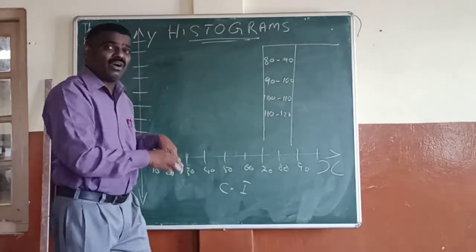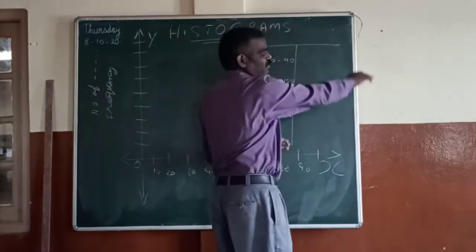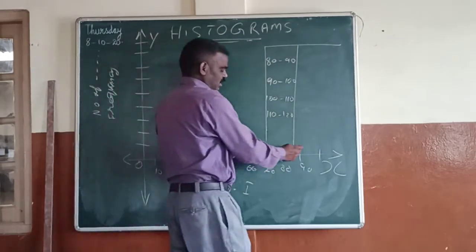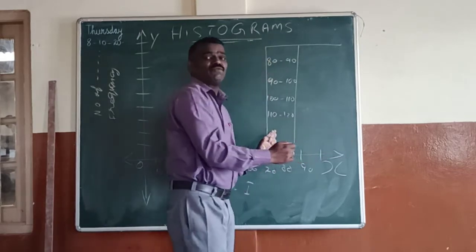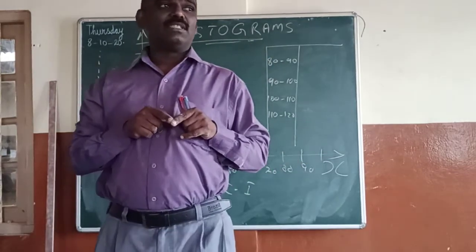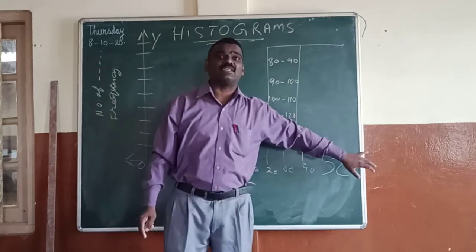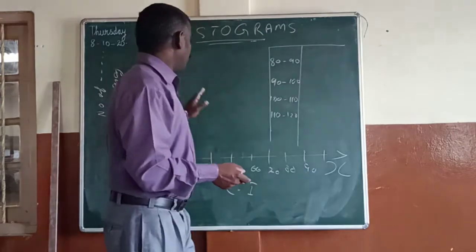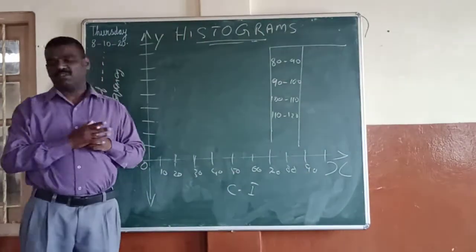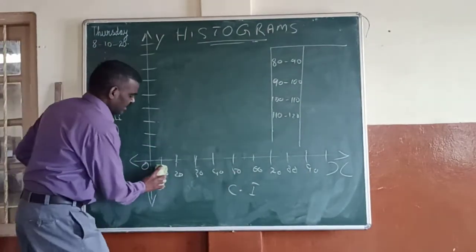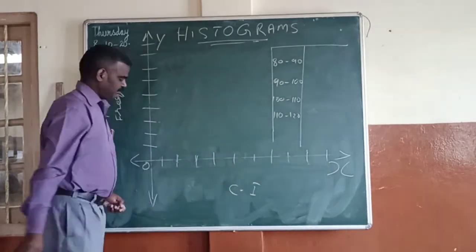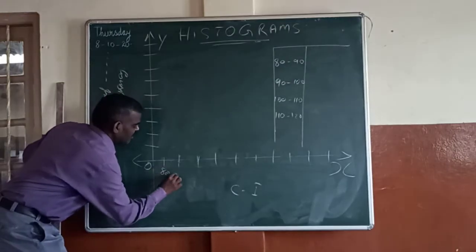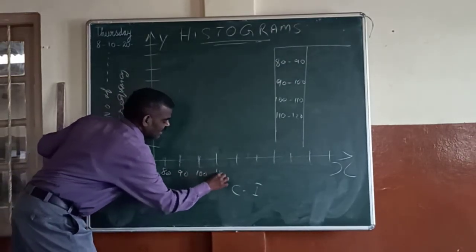And you may not have space to do the graph also, because more than half of the page is wasted, and you are going to use only a little bit of the graph notebook. That means you will not be able to complete the answer. Space will not be enough. To avoid this and to make use of the maximum space, what we can do here is write 80 to 90, 80, 90, 100, 110, 120.